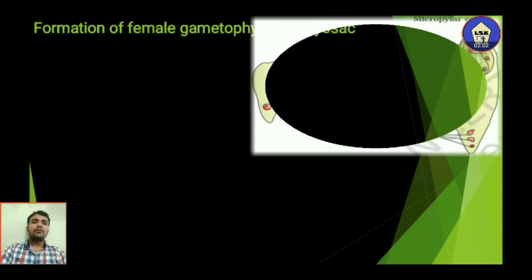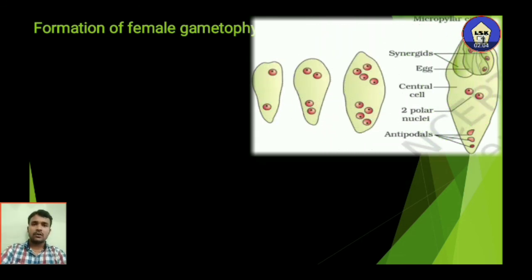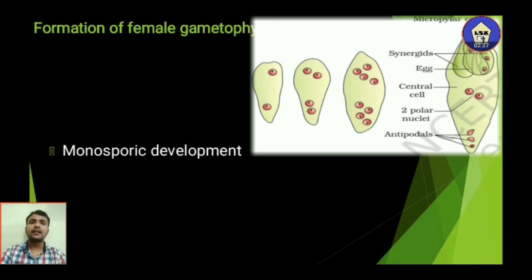Now, out of these four megaspores, only one megaspore will continue the process of further development. And the remaining three megaspores will degenerate. Now, let us study the formation of female gametophyte. Female gametophyte is nothing but embryo sac. So let us see the steps involved in the embryo sac development.